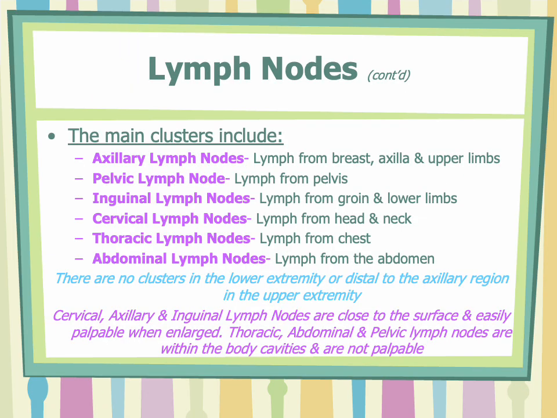Okay, so lymph nodes are scattered through our body, but they're concentrated in specific areas as well. There are axillary lymph nodes, pelvic lymph nodes, inguinal lymph nodes, cervical lymph nodes, thoracic lymph nodes, and abdominal lymph nodes. On those, you can feel the axillary, the cervical ones, and the inguinal lymph nodes. They are palpable when they are enlarged. The ones in the thorax, the abdomen area, and the pelvic area are not palpable because they're deeper.